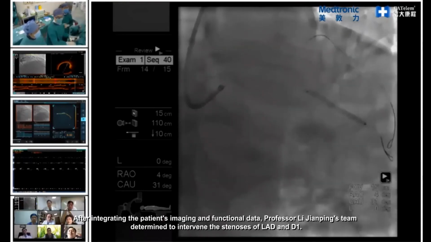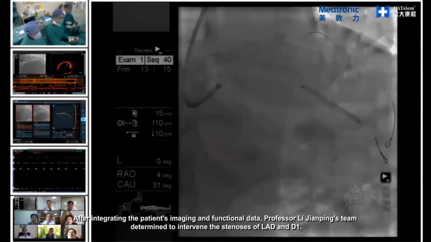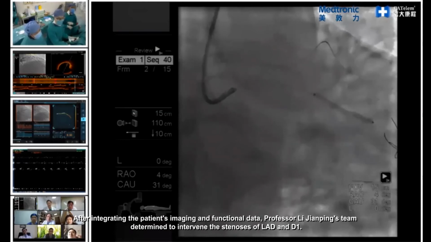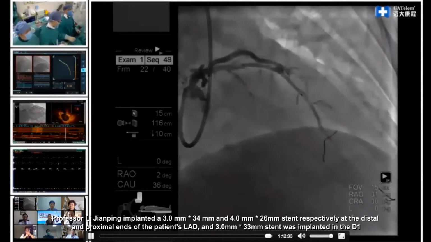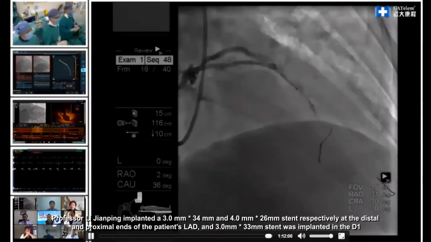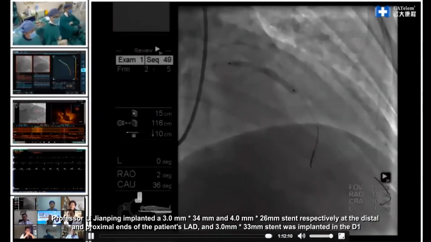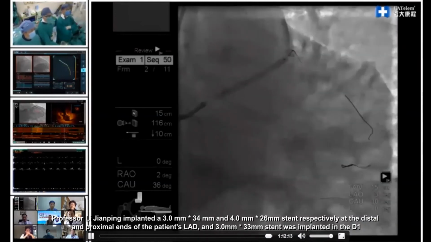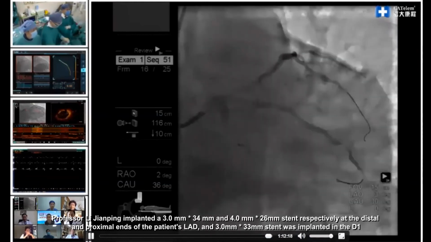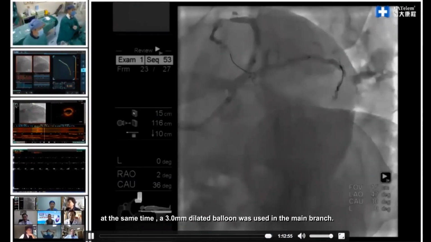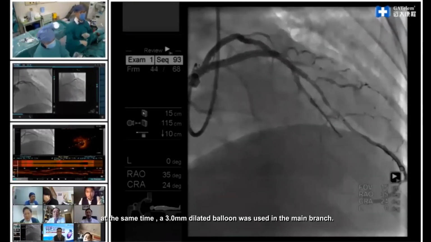After integrating the patient's imaging and functional data, Professor Li Jianping's team determined to intervene in the stenosis of LAD and D1. Professor Li Jianping implanted a 3.0 mm*34 mm and a 4.0 mm*26 mm stent respectively at the distal and proximal ends of the patient's LAD, and a 3.0 mm*33 mm stent was implanted in the D1. At the same time, a 3.0 mm dilated balloon was used in the main branch.